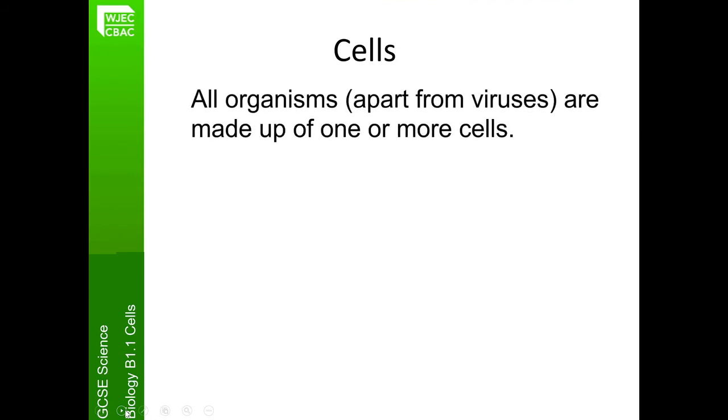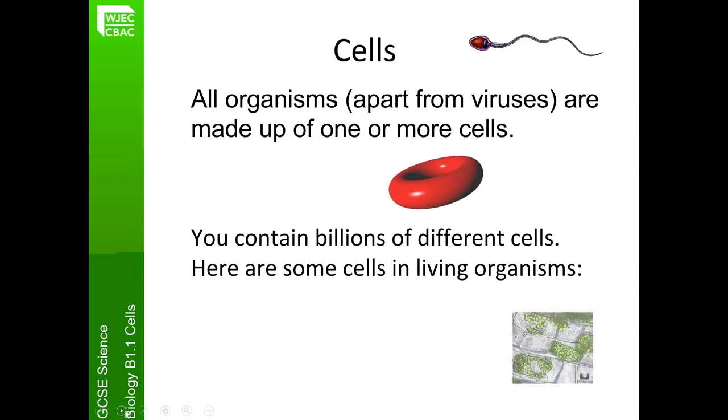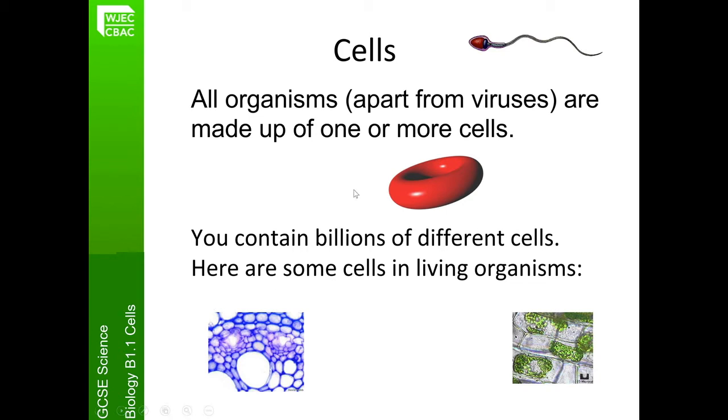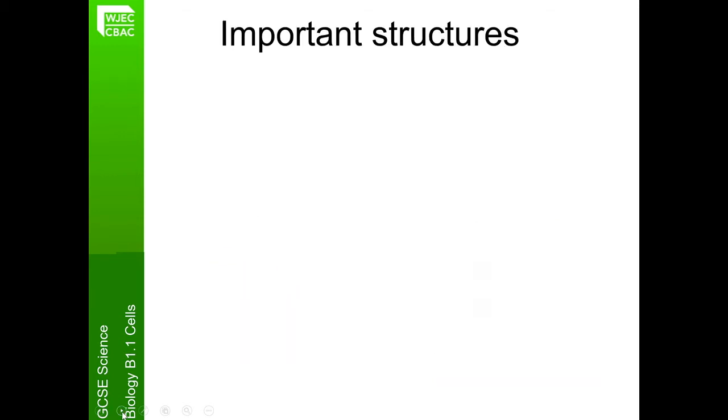So all organisms, apart from viruses, are made up of 1 or more cells. Viruses technically aren't living because they haven't got a nucleus, and the only way they can survive is by infecting other cells. You contain billions of different cells. So here are some cells that we've seen previously. The cells in an ant and an elephant are about the same size, but the elephant is much larger because it has more cells than the ant.